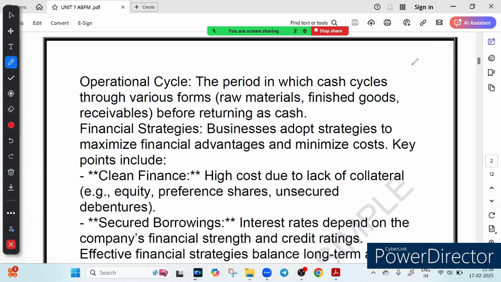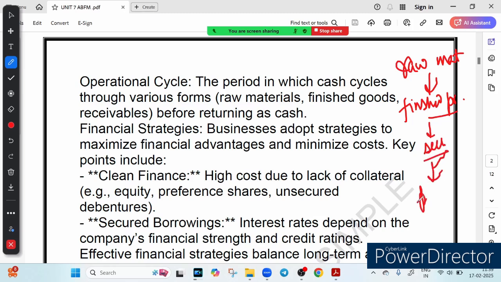First of all, raw material. From raw material they turn it into finished product. After finished product they sell it, and after selling it they collect payment. These are the steps involved: raw material, finished product, selling and payment collection. Raw material, finished product, receivable means once they have finished their product they will sell it, and after selling they will collect the payment. This is called receivable.